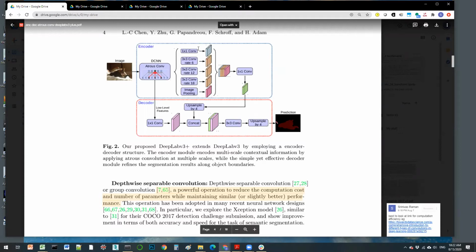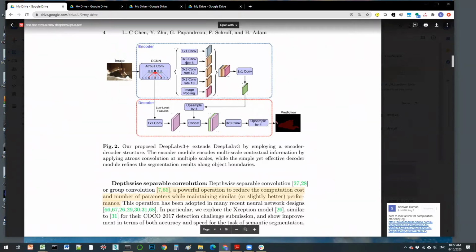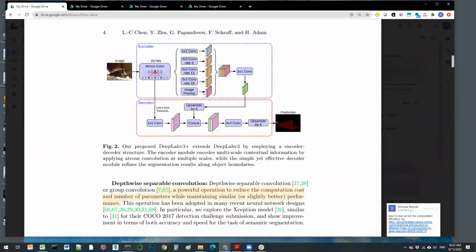In the encoder, which is the same as what they do for the DeepLab v3 paper, they do the multiple atrous rates. That's the 3x3 convolution at rate 6, rate 12, and rate 18. And then they do a 1x1 convolve on the image, as well as the full image pooling. And then they concatenate all of those.